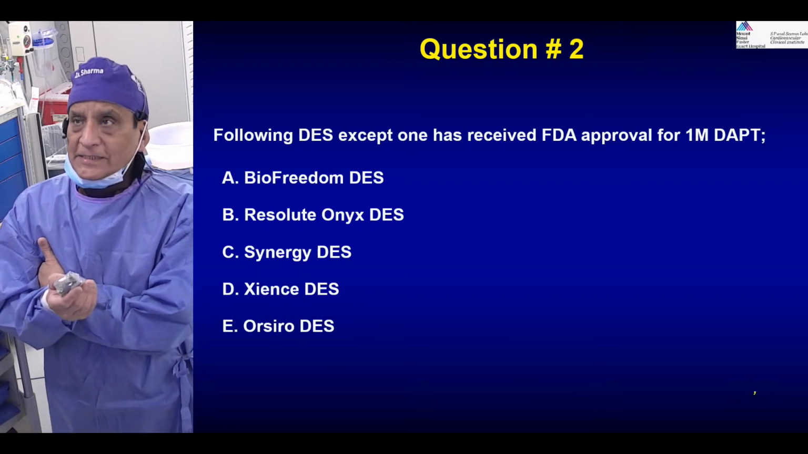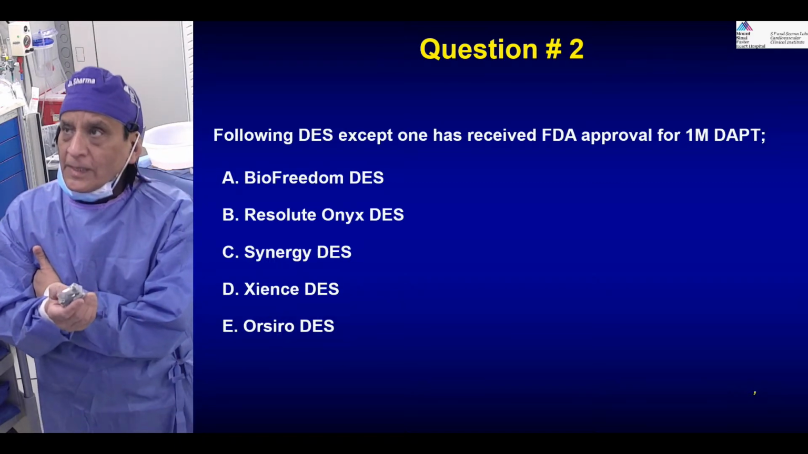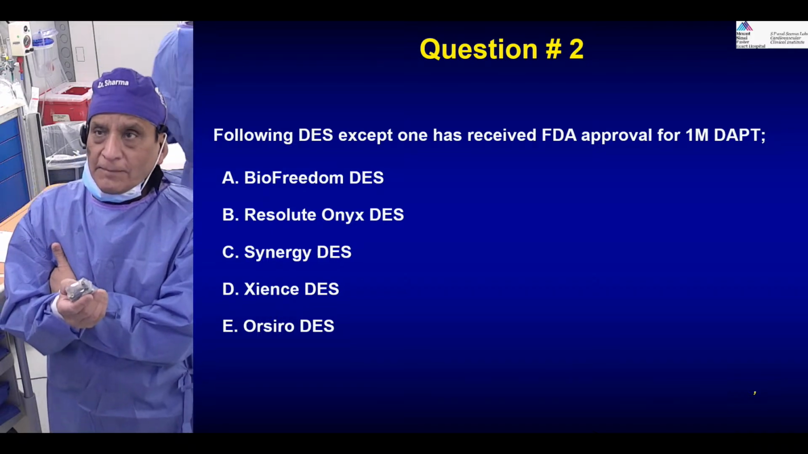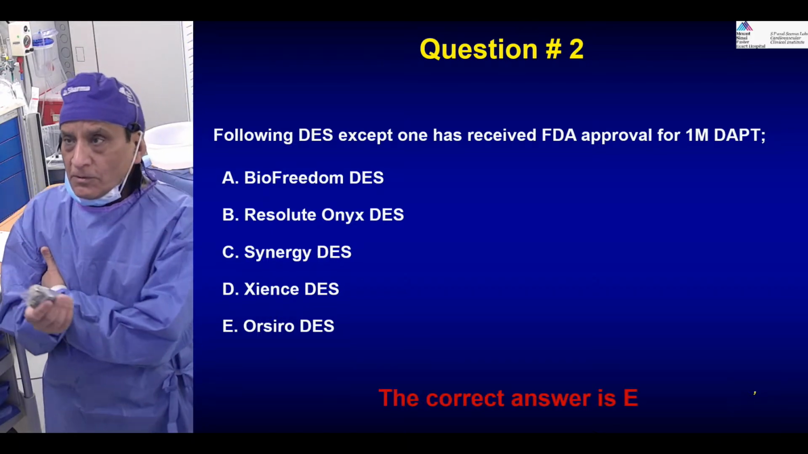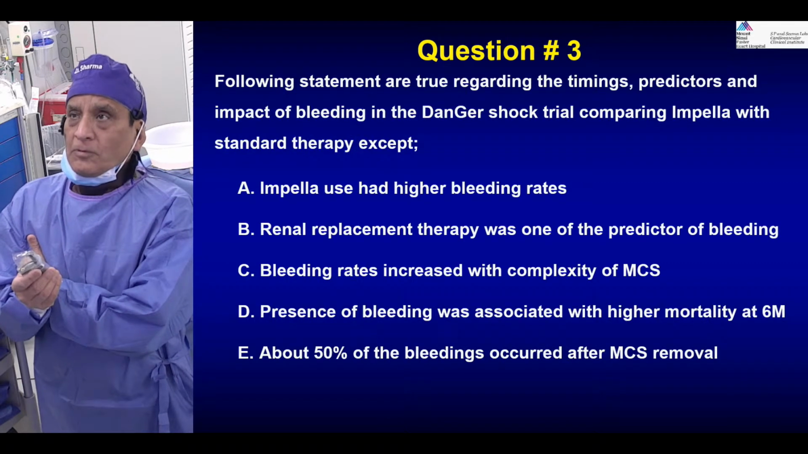Then, all of the following DES except one have received FDA approval for 1 month DAPT: BioFreedom, Resolute, Synergy, Xience, and Orsiro. And we know that Orsiro has not received the 1 month approval by the FDA.